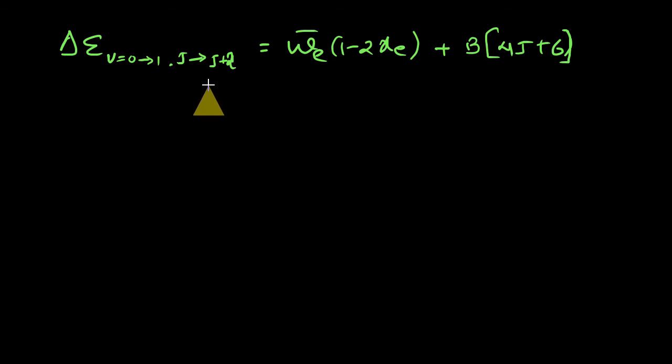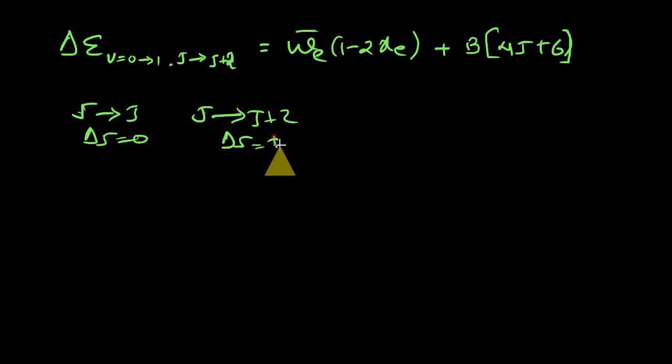By the selection rule, the only transitions allowed are J to J, that is delta J is equal to 0, and J to J plus 2. The J to J transition corresponds to delta J equal to 0. The other possible transition is J to J plus 2, which corresponds to delta J equal to plus 2. The reverse transition is also possible.